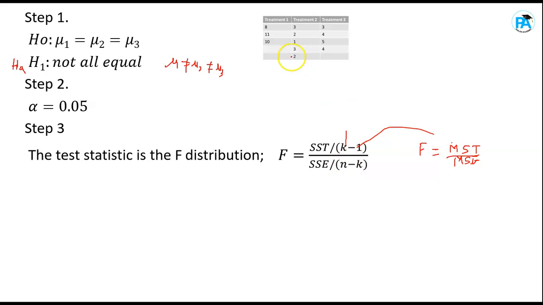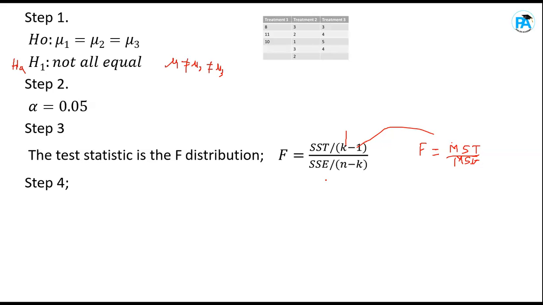And then N means number of observations. So how many observations do you have here? 1, 2, 3, 4, 5, 6, 7, 8, 9, 10, 11, 12. Sample size, okay. So N is 12. So let's proceed to step 4. In step 4, you are going to determine the decision rule.